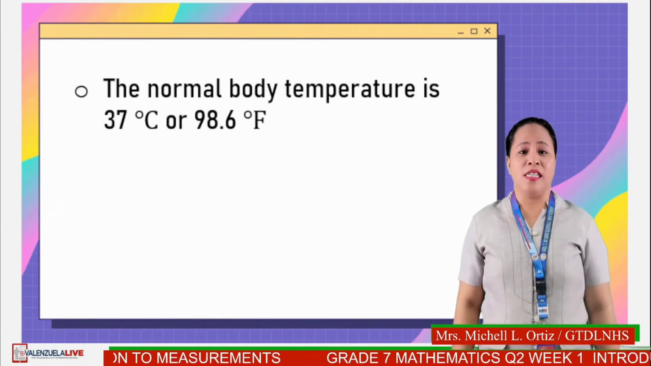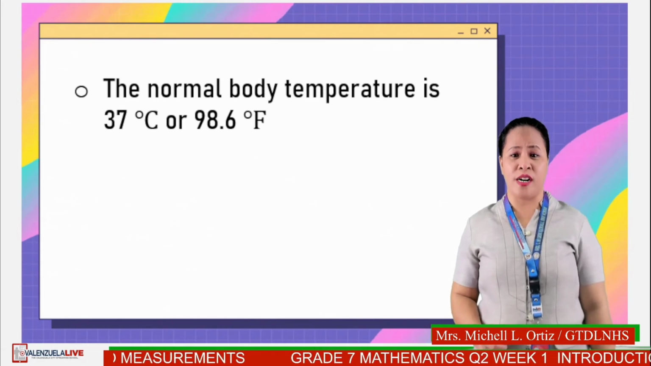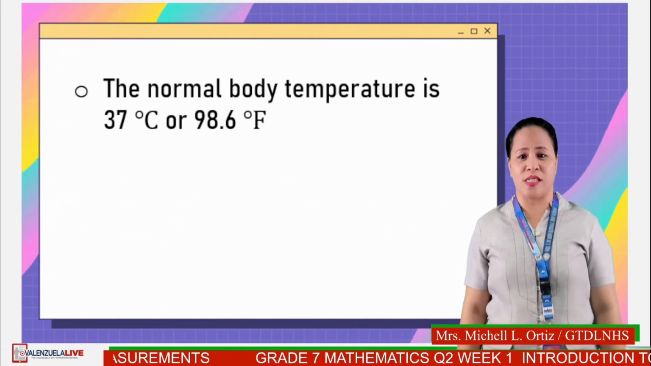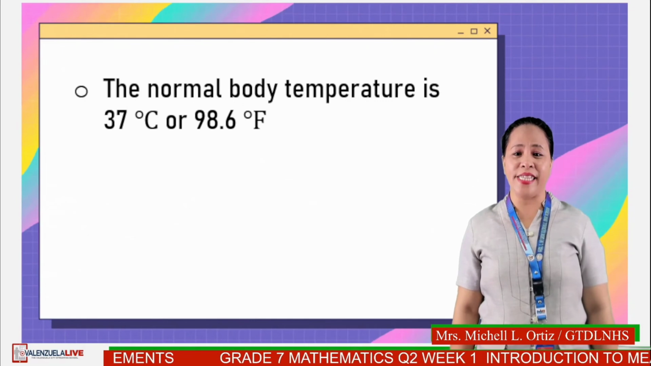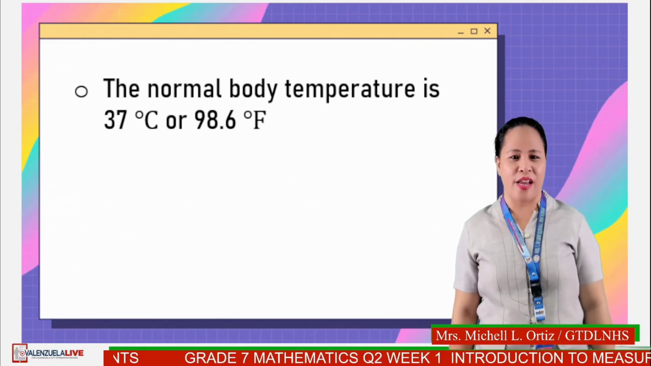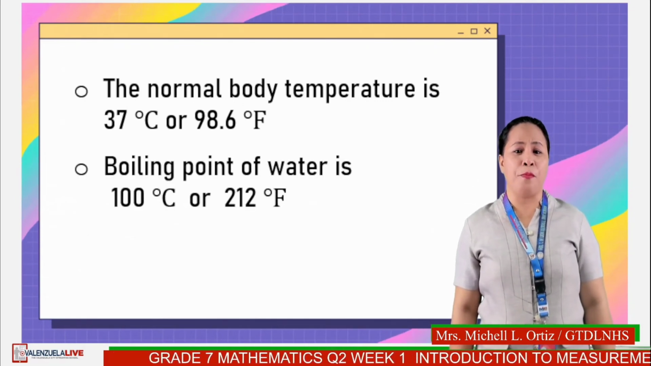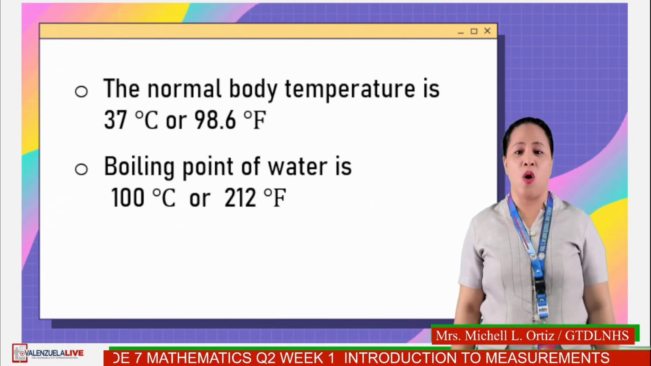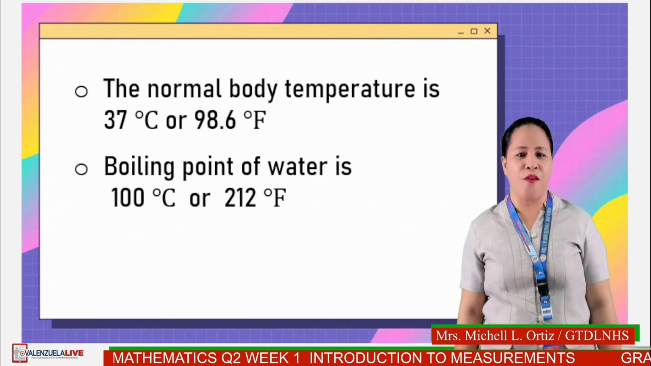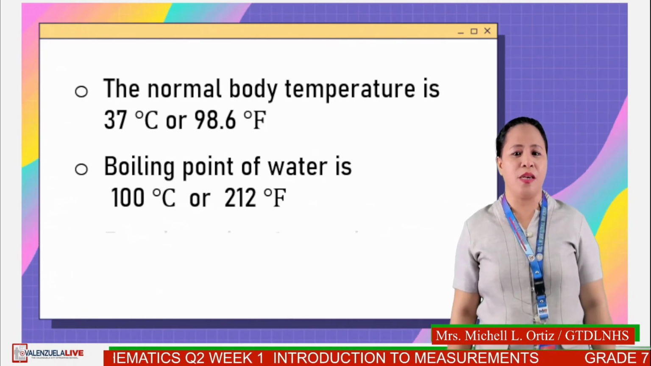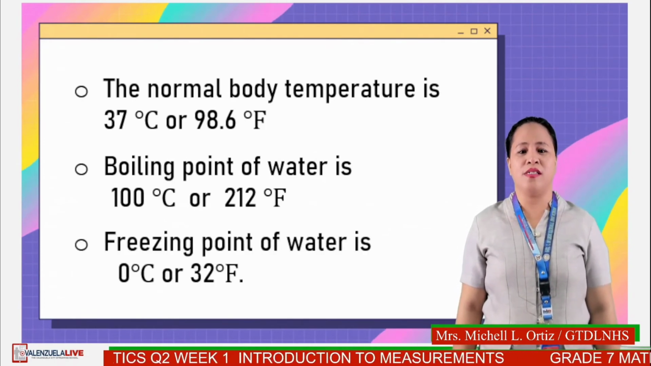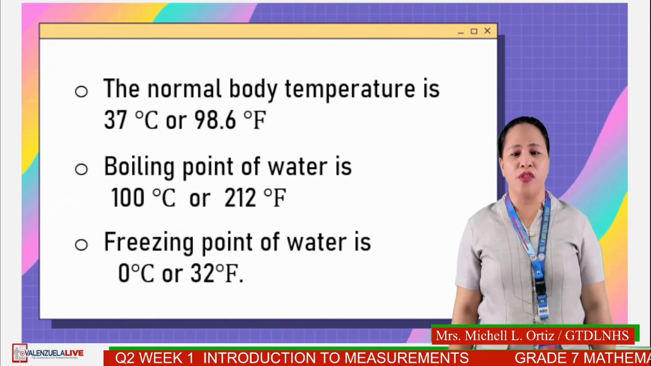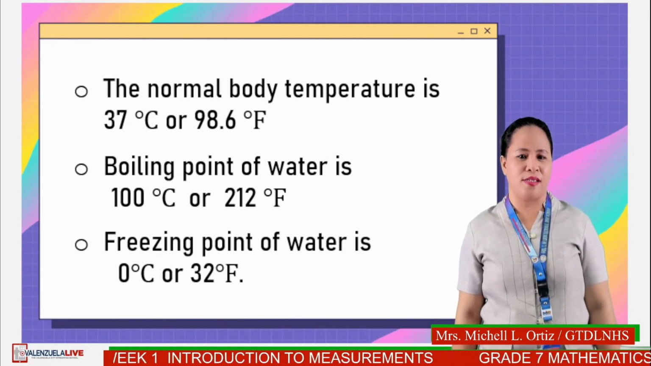Take note that the normal body temperature is 37 degrees Celsius or 98.6 degrees Fahrenheit. The boiling point of water is 100 degrees Celsius or 212 degrees Fahrenheit, and the freezing point of water is 0 degrees Celsius or 32 degrees Fahrenheit.